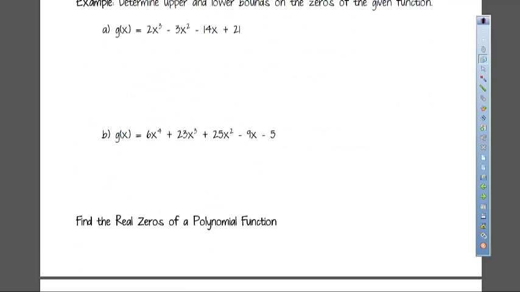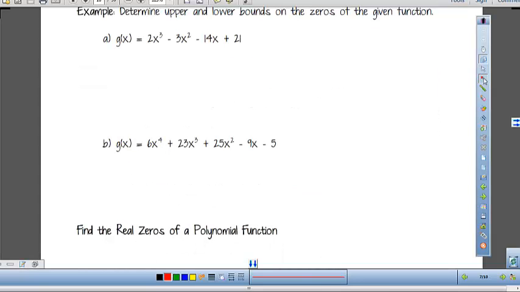Alrighty, did we do that? Determine upper and lower bounds of the given function. Okay, they want us to try to find some upper and lower bounds. So let's see if we can do that.